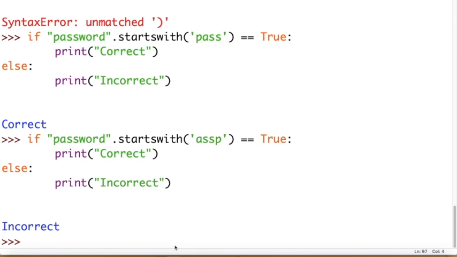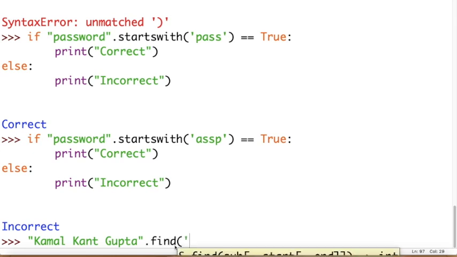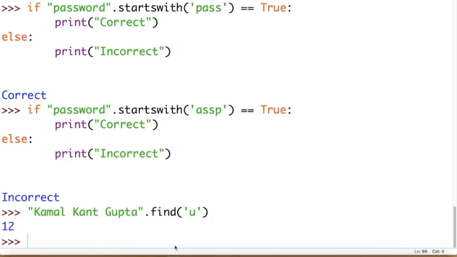Now let us go to the next function in the series, that is the find function. So find function helps you to find a particular group of strings, a group of characters, or a single character within a string. So let us find out in KAMAL, Kamal, Kant, Gupta, and here I want to find a U, the presence of letter U. Let us find out what it gives. It gives us the index for the letter U, that is 12. The index is 12.